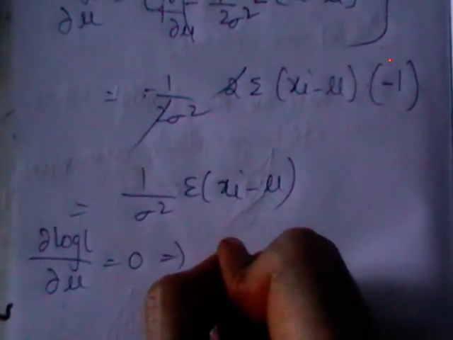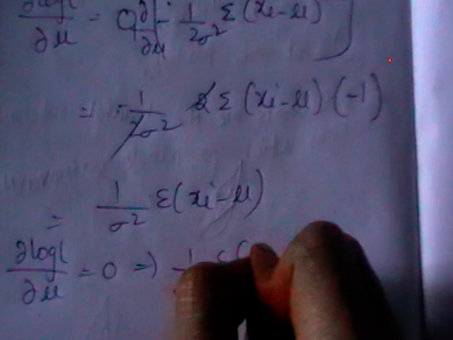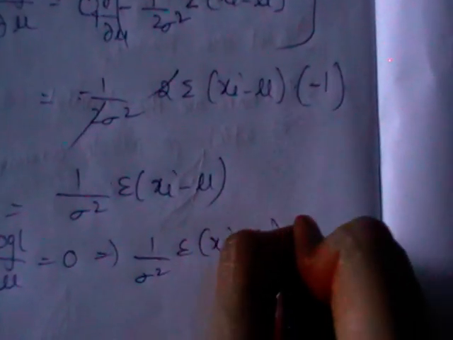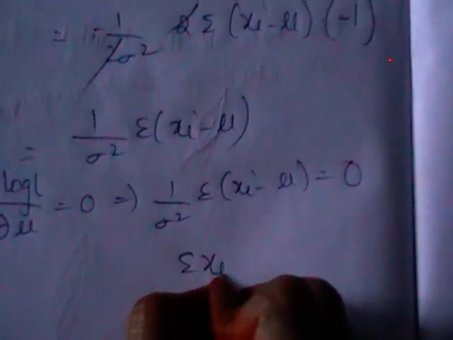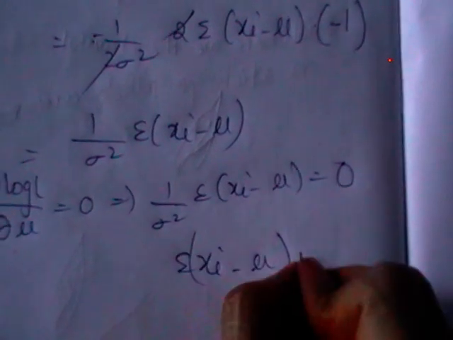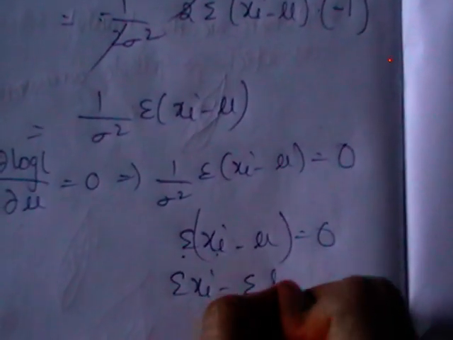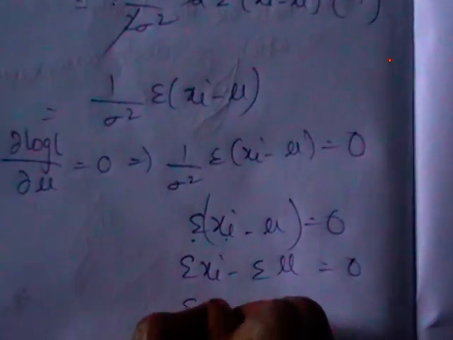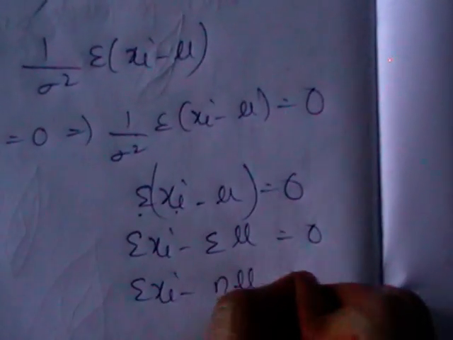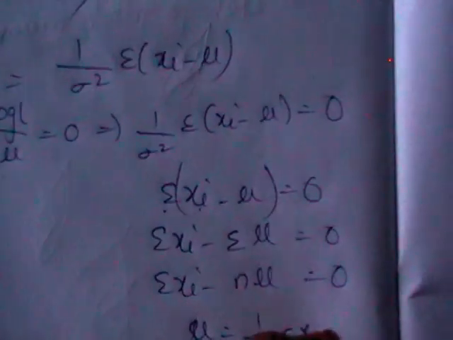As dou log L by dou mu is equal to 0, you will get 1 by sigma square sigma xi minus mu equal to 0. Sigma is common for the first term as well as for the second term. You will get sigma xi minus n mu is equal to 0. So, mu will be 1 by n sigma xi. So, the MLE for mu is nothing but 1 by n sigma xi.